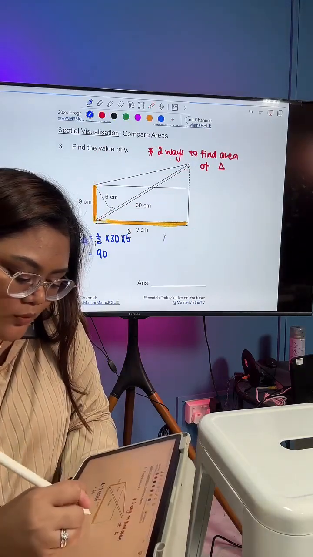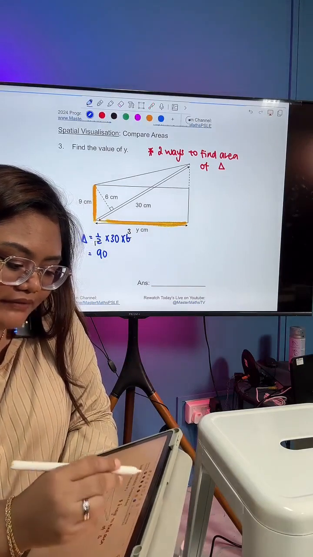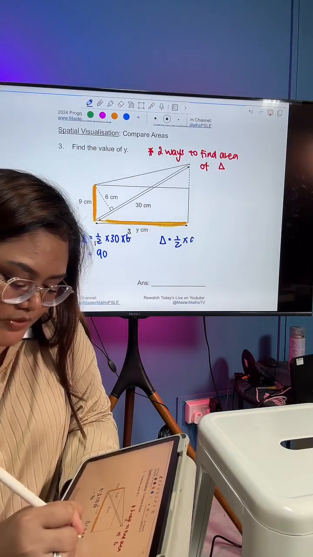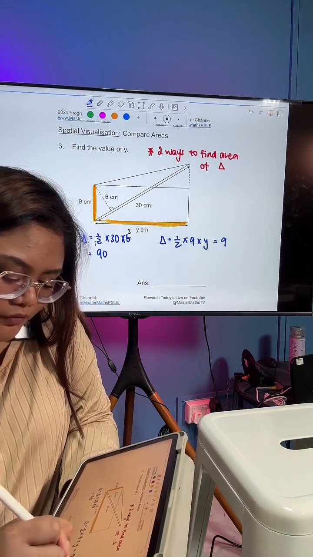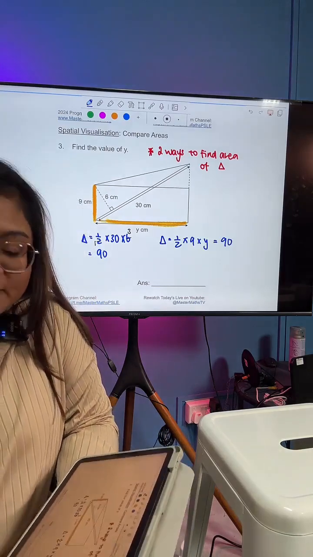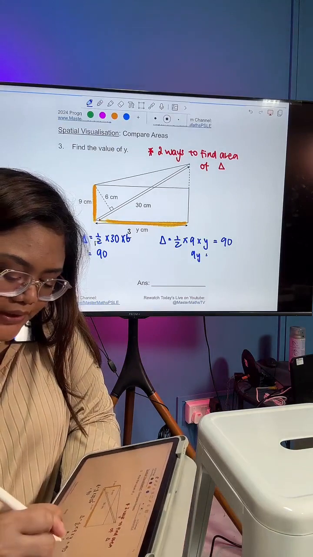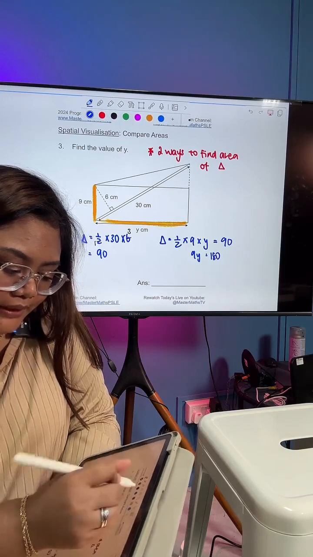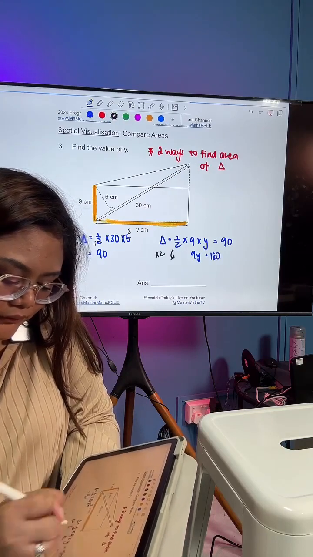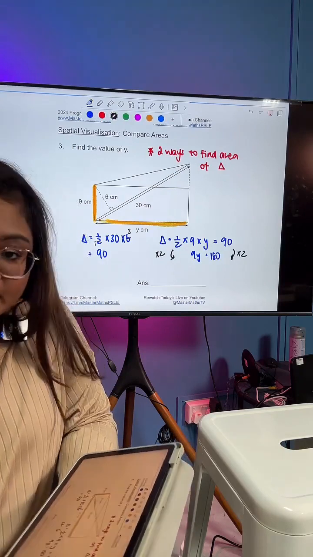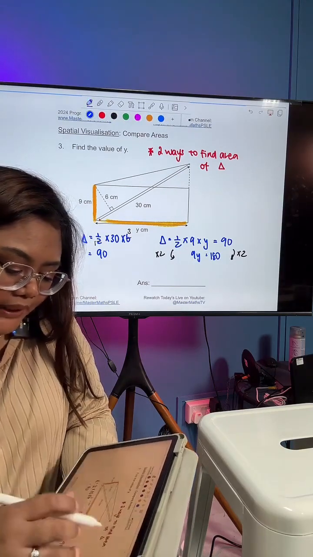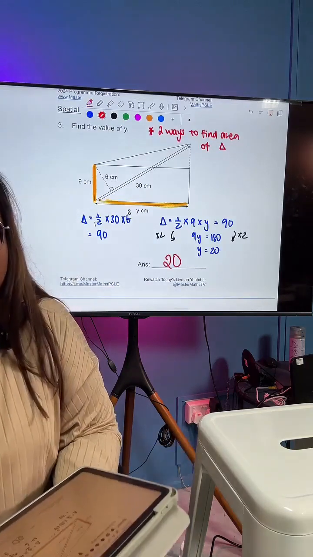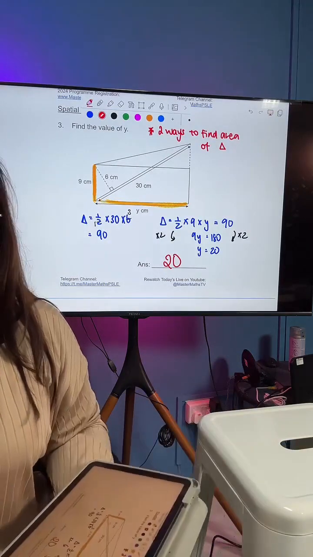The second way is also half times 9 times y. So the triangle is also half times base 9 times y to also give you 90. So 9y will be 90 times 2, which is 180. And then I just find y. I get rid of the half by multiplying by 2. And then I find the y, which is 20. Okay, final answer, y is 20.